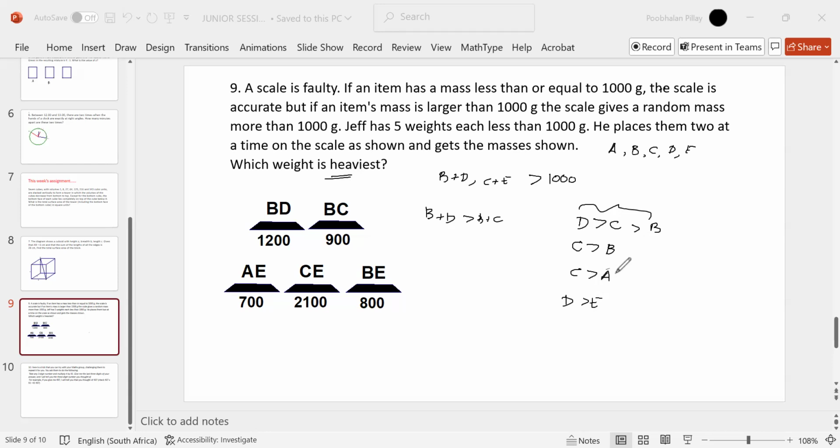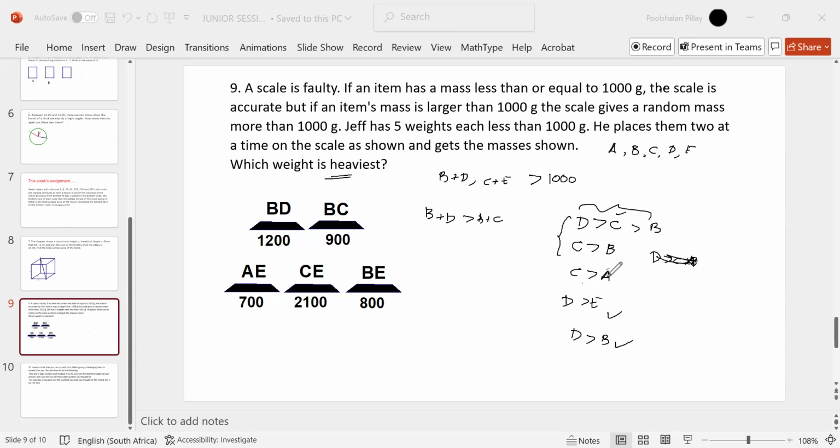And the D is also bigger than E. Oh, they said C is greater than A also. So D is greater than C. These two together tell you that D is greater than B. D is bigger than C, C is bigger than B. So D is bigger than B, is bigger than E, is bigger than C.